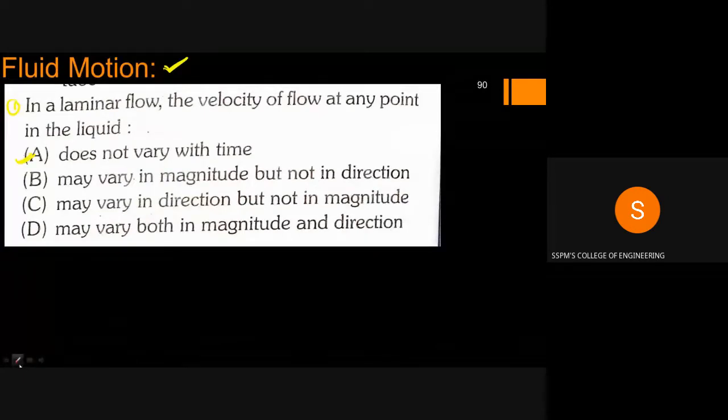Okay, so yesterday I made one mistake in this problem. In a laminar flow, the velocity of the flow at any point in the liquid: the first option, does not vary with time; second, may vary in direction but not in magnitude; and the last, both in magnitude and direction. So the correct option is option D. In laminar flow, the velocity of flow at any point in the liquid may vary both in magnitude and direction.